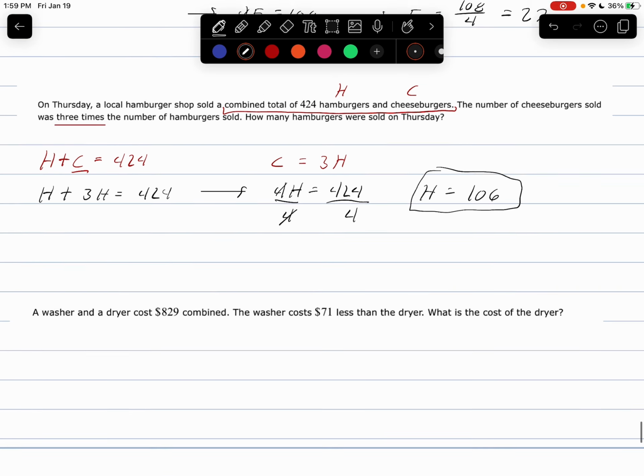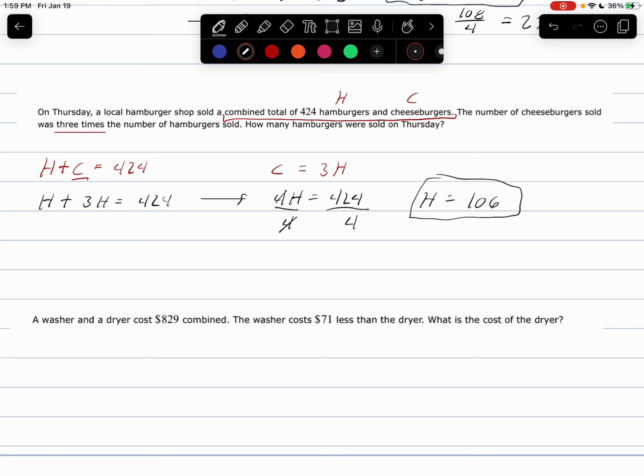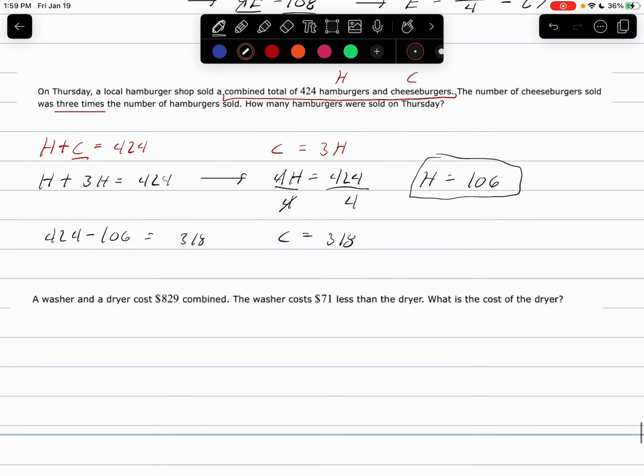Okay? And let's just say for fun that you wanted to figure out the number of cheeseburgers as well. You could then take the total number of hamburgers and cheeseburgers together, right? You could do 424 minus 106, okay? And then if you subtract those, you're going to get 318. So C would also be equal to 318. But we want to know hamburgers, so we're going to be fine with just hamburgers. But if it had asked for cheeseburgers, that's how you'd find that as well.